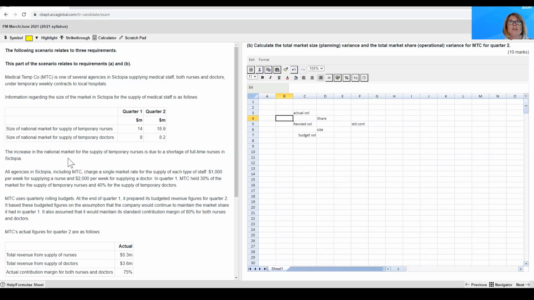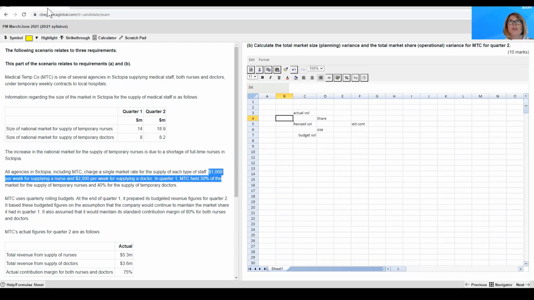So the increase in the national market for nurses is due to a shortage of full-time nurses in Citopia. Okay, so all agencies in Citopia, including MTC, charge a single market rate. Well, that's helpful because they've given us revenues, so we need volumes. So they're basically saying the price for a nurse is 1,000. So I'm just going to highlight that, show you how to use the highlight function.